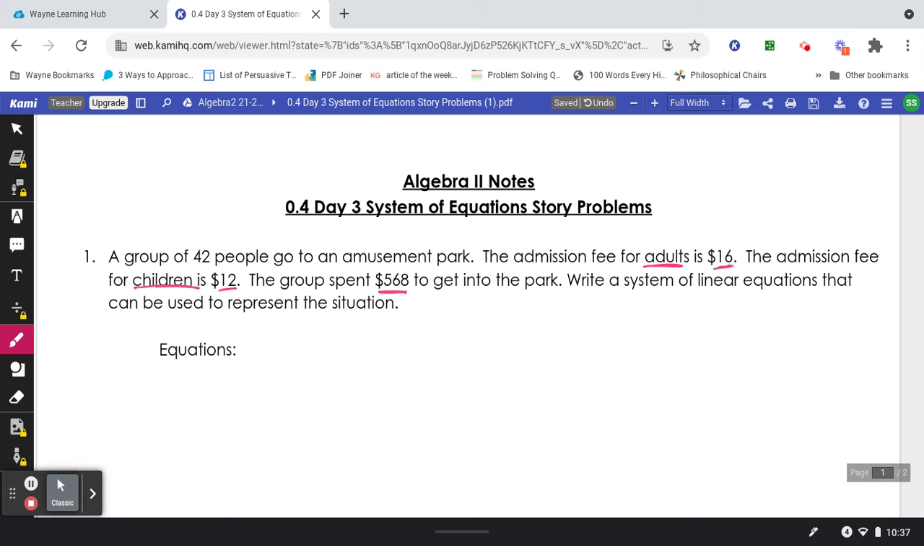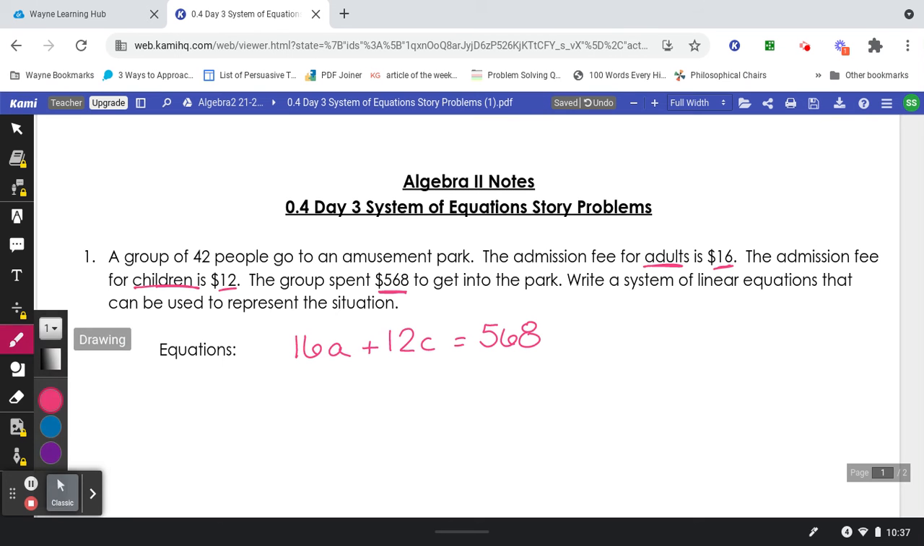So the first equation I'm going to have is going to be the price of everything. So I'll have $16 for the adult plus $12 for the child. And that was a total of $568. We always put the total after the equal sign.